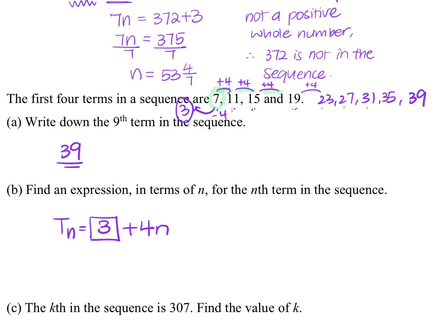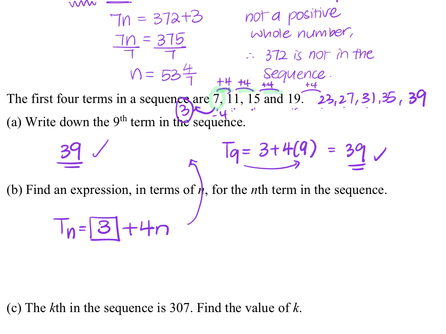If that's the case, we can work backwards to check our answer. Term 9: 3 plus 4 times 9 gives me the number 39 also. So make sure that this answer is correct.